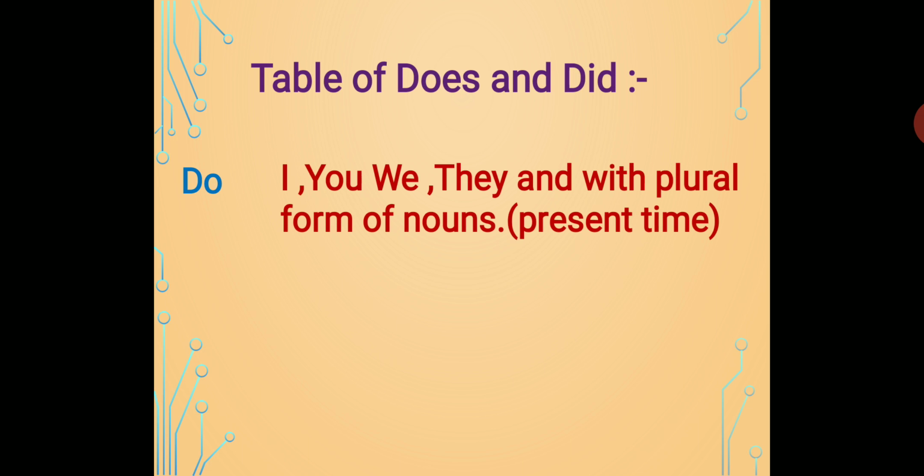With do: I, you, we, they, and with the plural form of the nouns in present time. Just remember one thing: do is never mentioned directly in the sentence, but it reflects the main verb. So whenever we use do, the verb is in its root form.